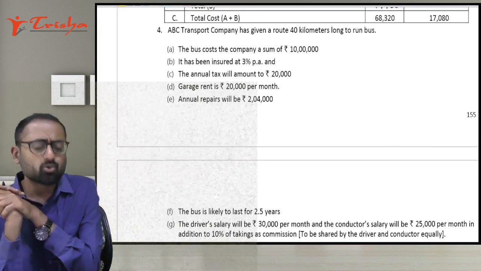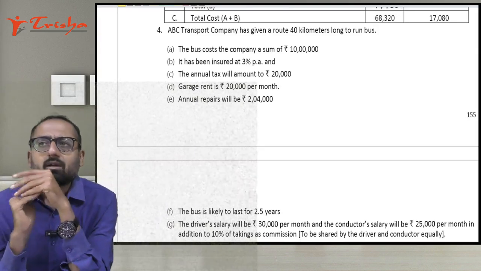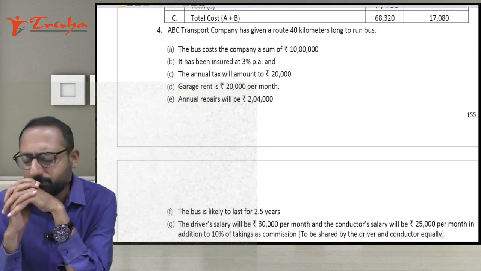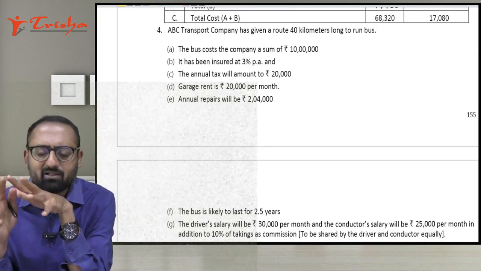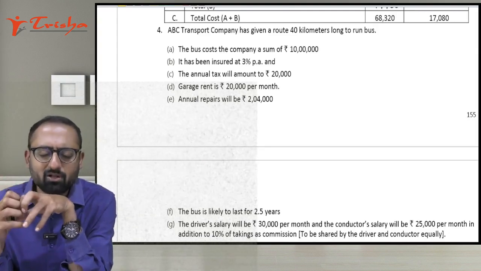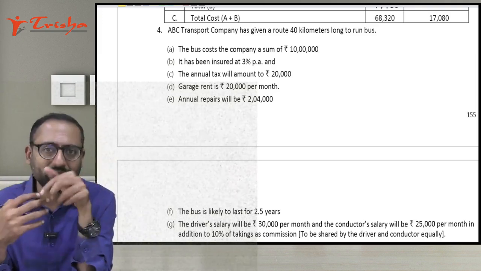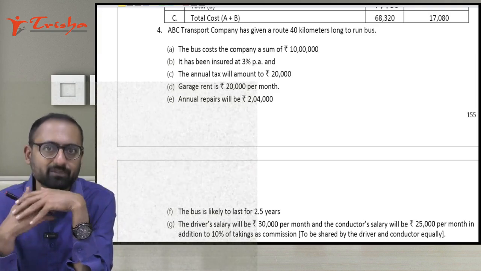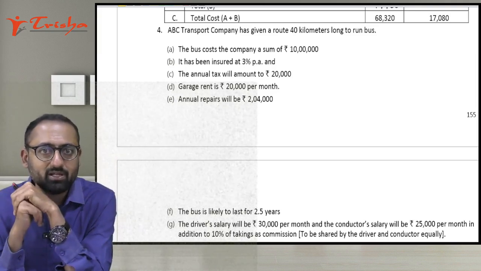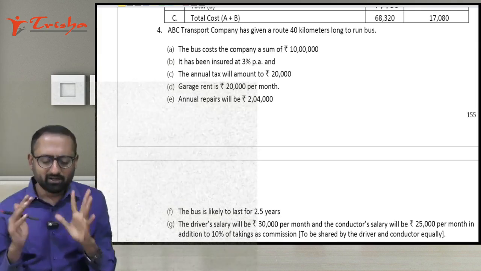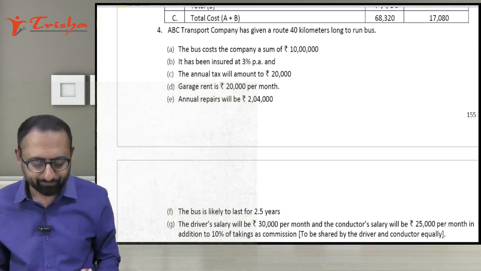So simple, guys. Here, one very important adjustment will be there sometimes or mostly in a question. Apart from the driver's salary and conductor salary, the driver and conductor are eligible for some commission as well. And that commission will be given on the total taking, total fare collection. So that hidden adjustment will be there in almost each and every question. So let's move ahead and read this question number 4, an important question.